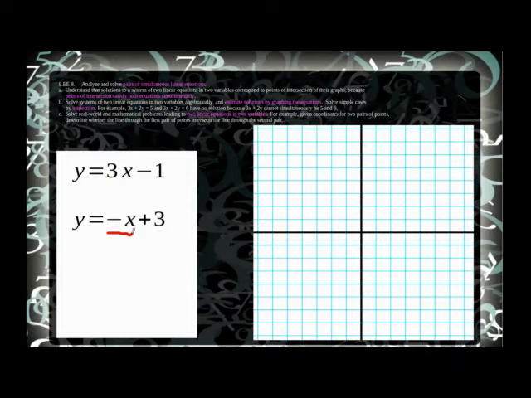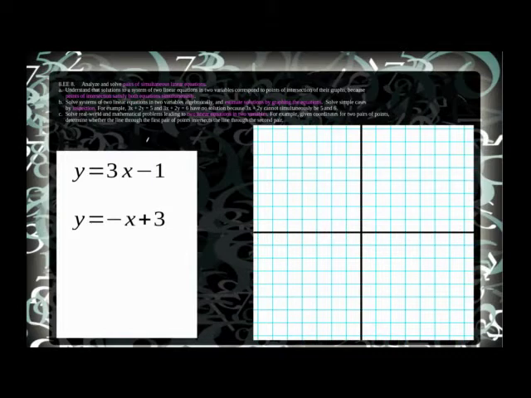This is a negative slope, and we would expect it to go down in some way. We're expecting this kind of motion out of this line. Now, what I would like you guys to do is to graph both of these lines.